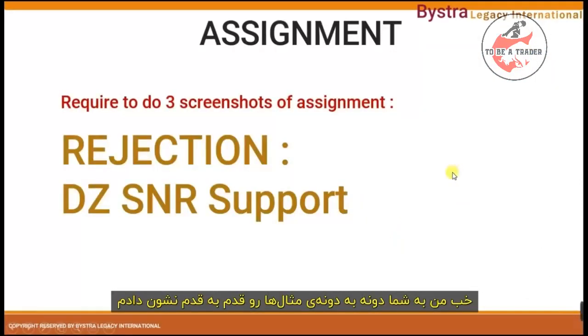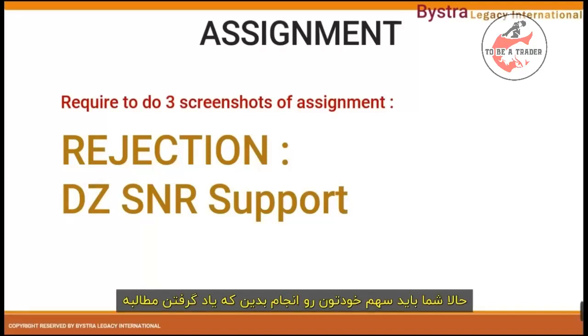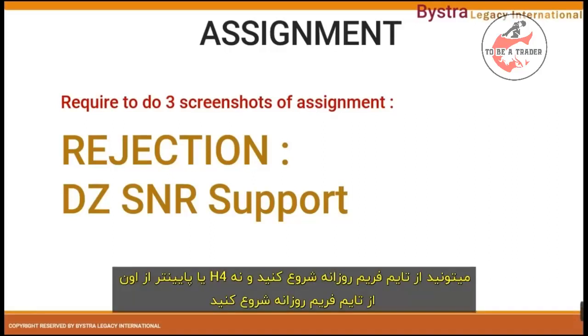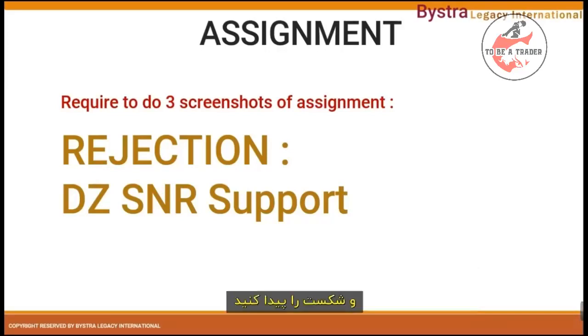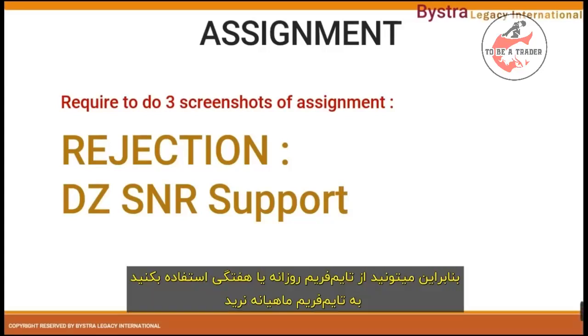So now I have shown you the examples one by one, step by step. How do we look into this breakout in the weekly time frame? Now you have to do your part, which is to learn. Whether you understand this concept, the SOP and the drawing or not, please use it starting from the daily time frame, not from the H4 or below. Start from the daily time frame and find the breakout. The breakout of the daily time frame is the H4 time frame. So you can use that daily or weekly.